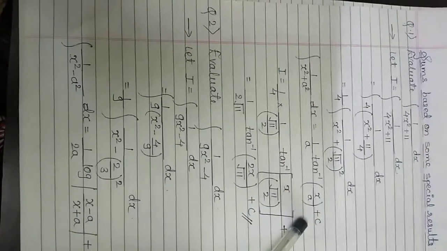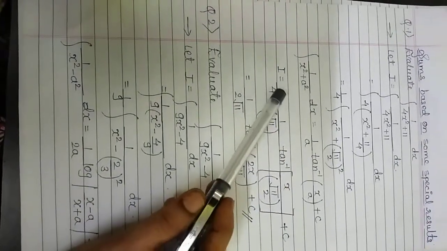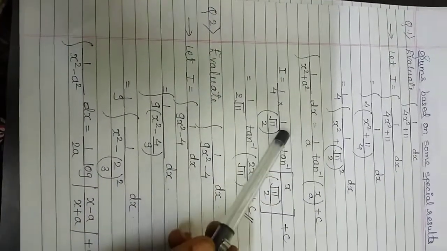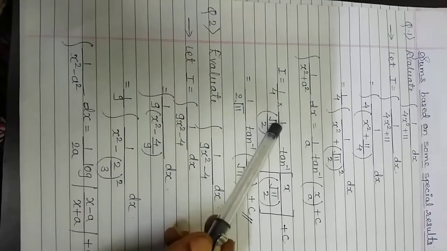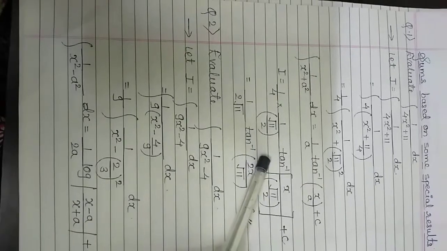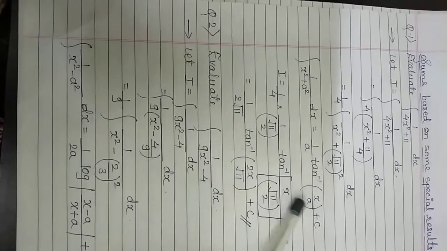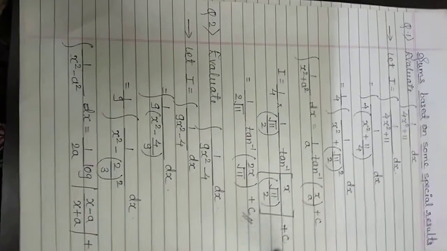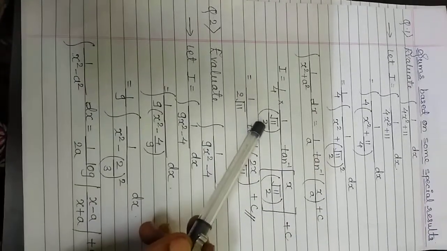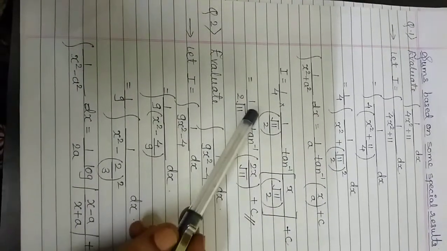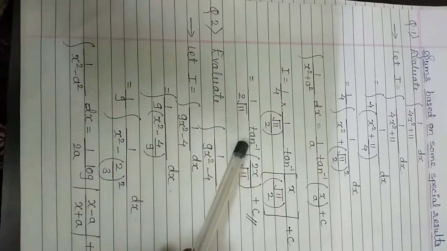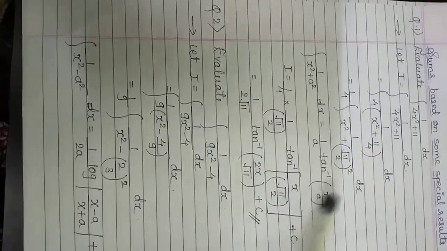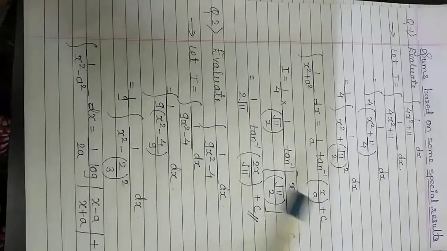So by applying this formula, we will get the answer as 1 upon 4, which is constant here as it is, into 1 upon a. So 1 upon root 11 by 2 tan inverse of x upon a. So x upon value of a, that is under root 11 by 2, plus c, constant of integration. Now here after simplification, we will get 1 upon 2 root 11 tan inverse of 2x upon root 11 plus c, and that is the answer for the given question.